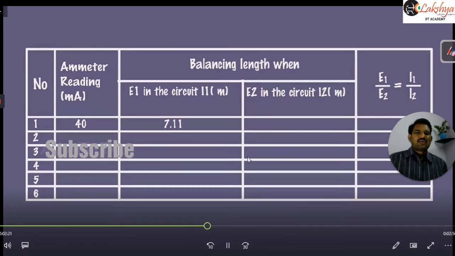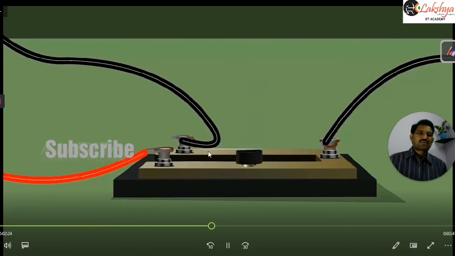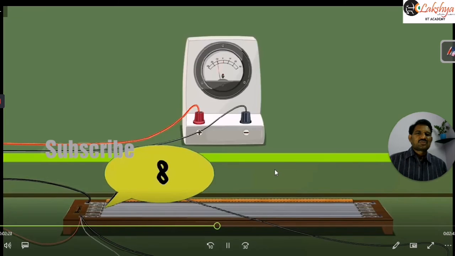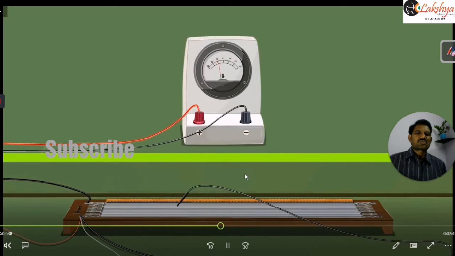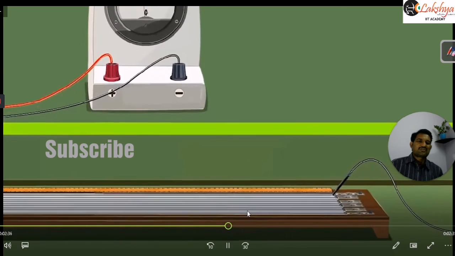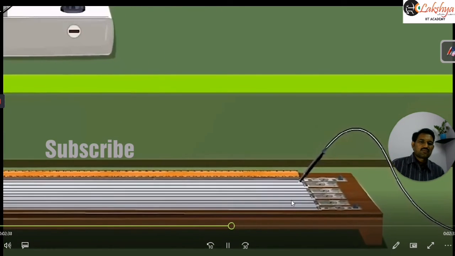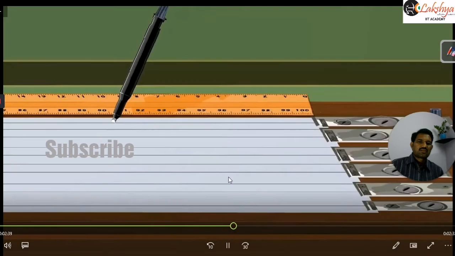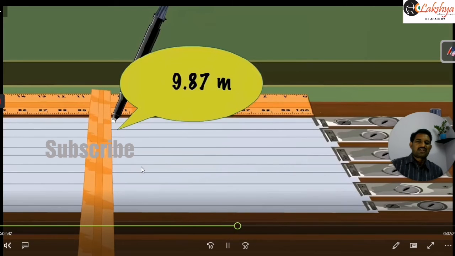Then we repeat. That means we change the knob here so that now this cell is included. Then we repeat the process until the galvanometer shows a zero deflection. At some point it will show a zero deflection. Then we note that value as L2. This is our balancing length here.